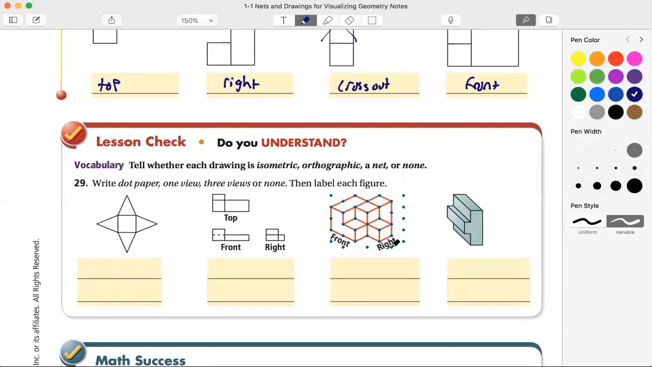So let's do a lesson check here. We're going to write dot paper, one view, three views, or none to label the figure. So tell whether each drawing is isometric, orthographic, a net, or none. This first figure, you see how this is one view, everything's in one picture, and it's a net. We've decomposed it. This one has 1, 2, 3 views, so this is 3 views. And it's an orthographic view.